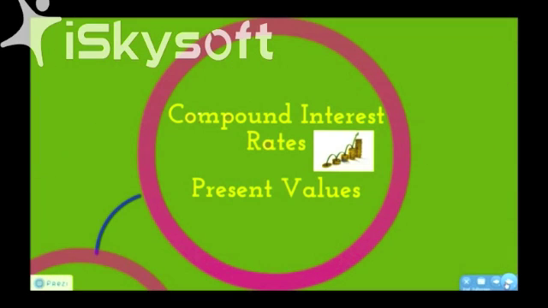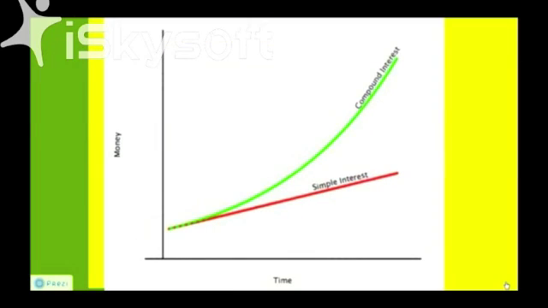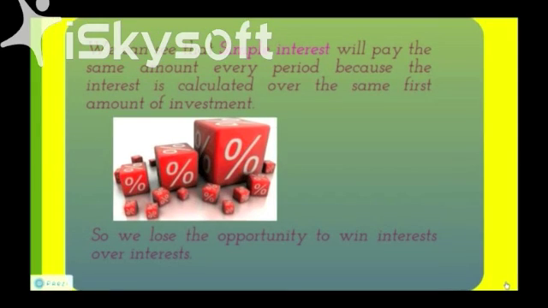Compound interest rates and present values. There is a big difference between simple interest and compound interest. When we have compound interest, each payment of interest is reinvested, so the interest rate that we apply is now calculated over a larger amount of money. We can see that simple interest will pay the same amount every period because the interest is calculated over the same first amount of investment. So we lose the opportunity to earn interest over interest.